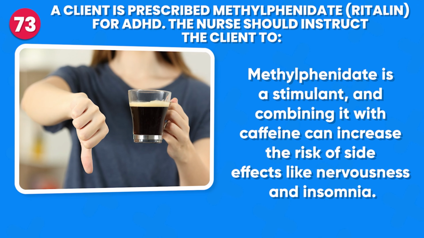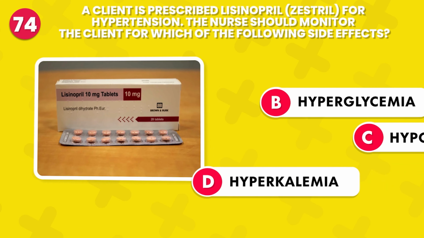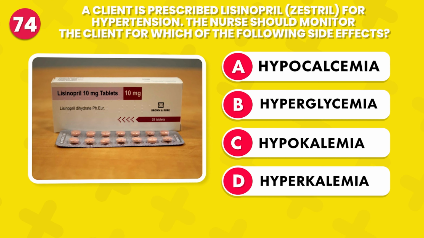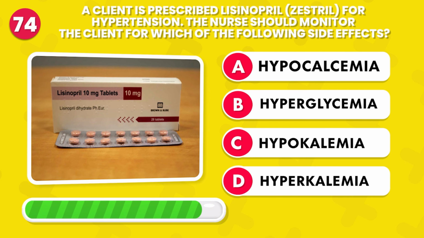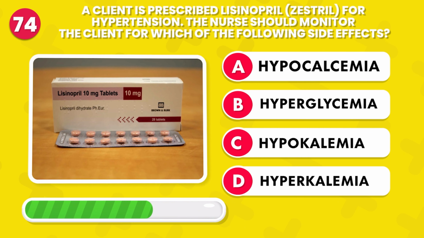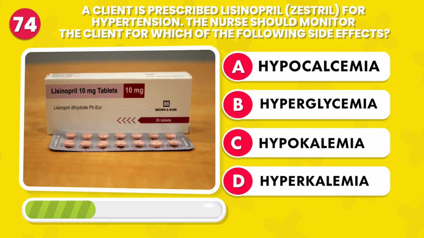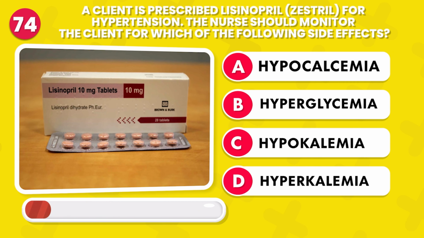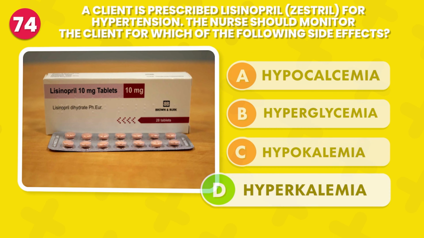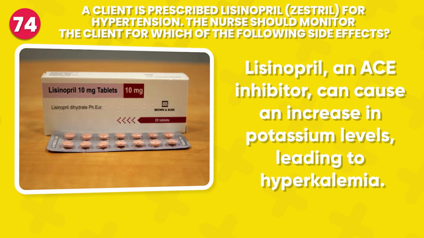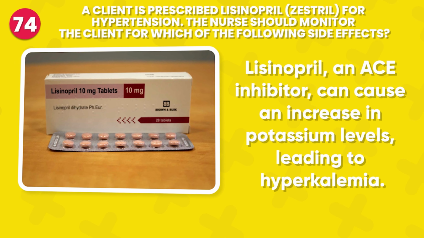like nervousness and insomnia. A client is prescribed lisinopril, Zestril, for hypertension. The nurse should monitor the client for which of the following side effects? A. Hypocalcemia. B. Hyperglycemia. C. Hypokalemia. D. Hyperkalemia. It's D. Hyperkalemia. Lisinopril, an ACE inhibitor, can cause an increase in potassium levels, leading to hyperkalemia.